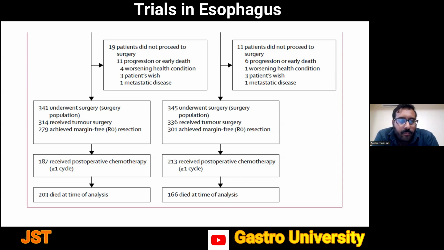So a total of 341 patients in the ECF-ECX group underwent surgery, of whom only 314 received radical surgery of total tumor resection. And in the FLOT group, 345 patients underwent surgery, 336 patients received tumor surgery. Of the 314 patients in the ECF-ECX group, 200 died at the time of analysis and the end of trial, and 166 out of 330 in the FLOT group had died at the time of analysis.